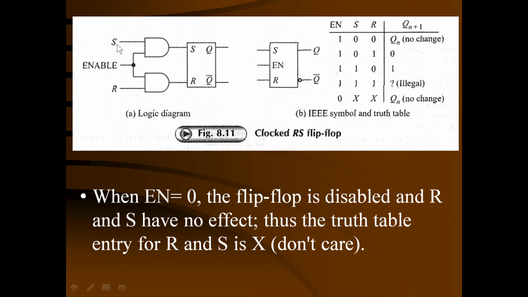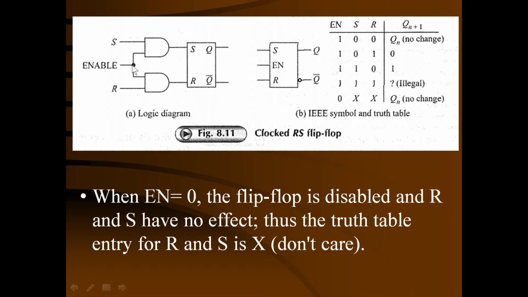If enable input is high, then S is equal to 1, R is equal to 0. That means the output of the upper AND gate is going to be 1 and the output of the lower AND gate is going to be 0. So S is 1 and R is 0, which is a set condition for the basic RS flip-flop, and the flip-flop is set: Q becomes 1 and Q bar becomes 0. If you apply the reset condition, that is S is 0 and R is 1, the output of the upper AND gate is 0 and the output of the lower AND gate is 1 because enable is high, and hence the flip-flop is reset. That means as long as the enable input is high, the flip-flop responds to the S and R inputs.